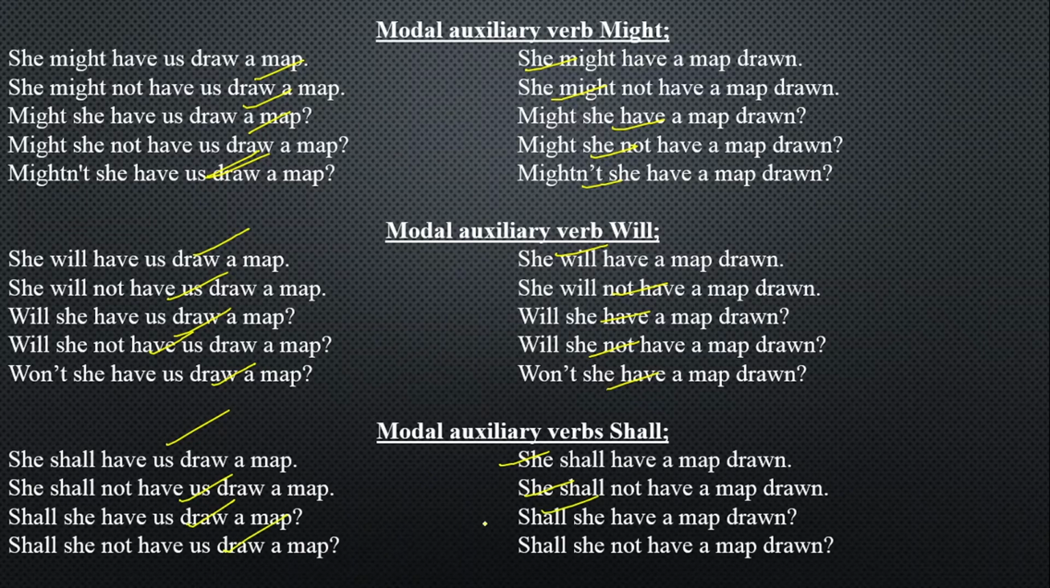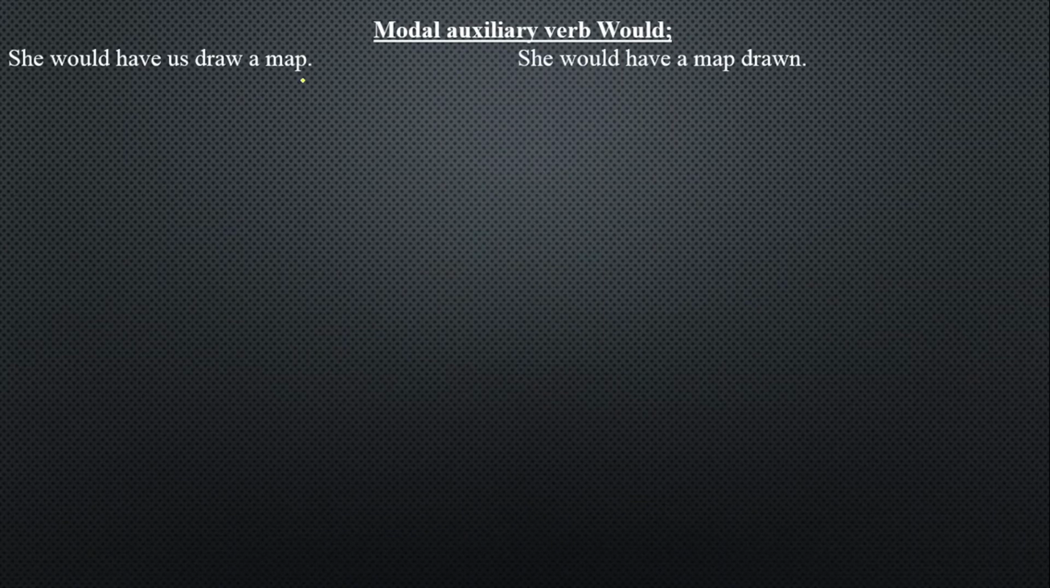Shall she not have us draw a map? Shall she not have a map drawn? Shan't she have us draw a map? Shan't she have a map drawn? Next is would. She would have us draw a map. She would have a map drawn.